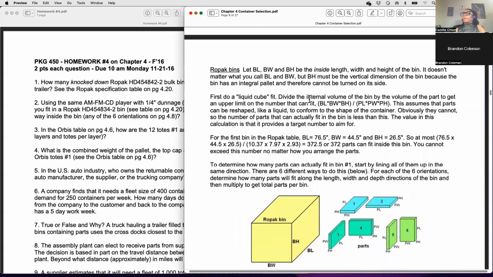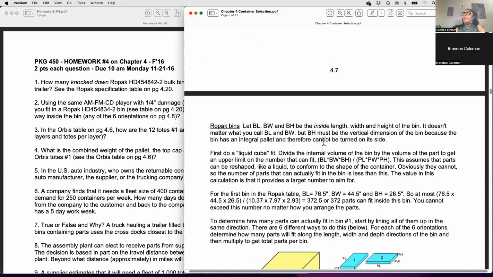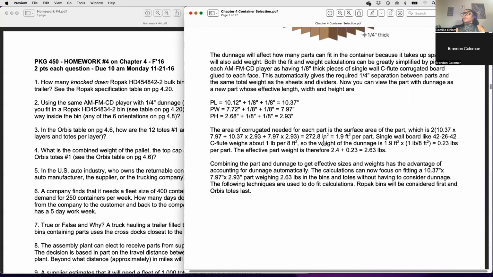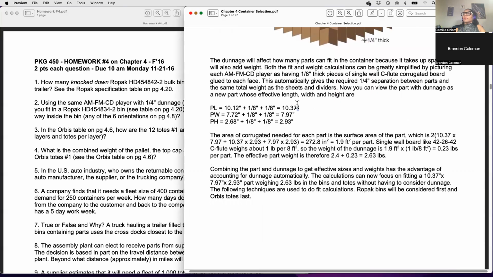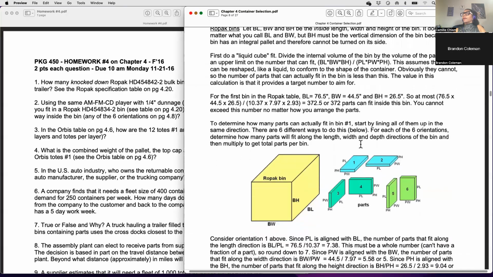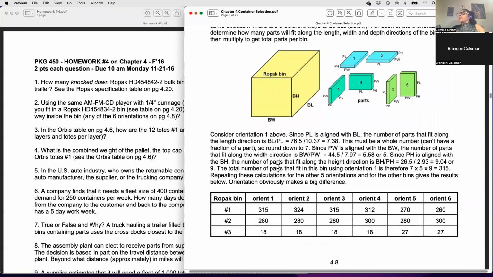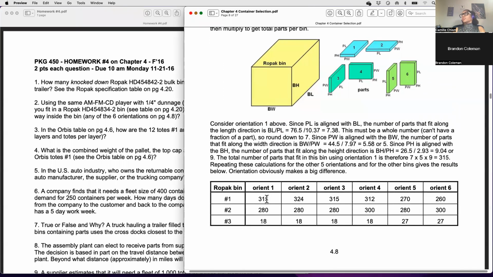So remember, this is accounting for the thickness of the dunnage, I should say. So again, we're accommodating the thickness of the corrugated, the 1/4 inch thickness for the corrugated. So keep that in mind when you look at these dimensions. Okay, so let's start with orientation number 1.